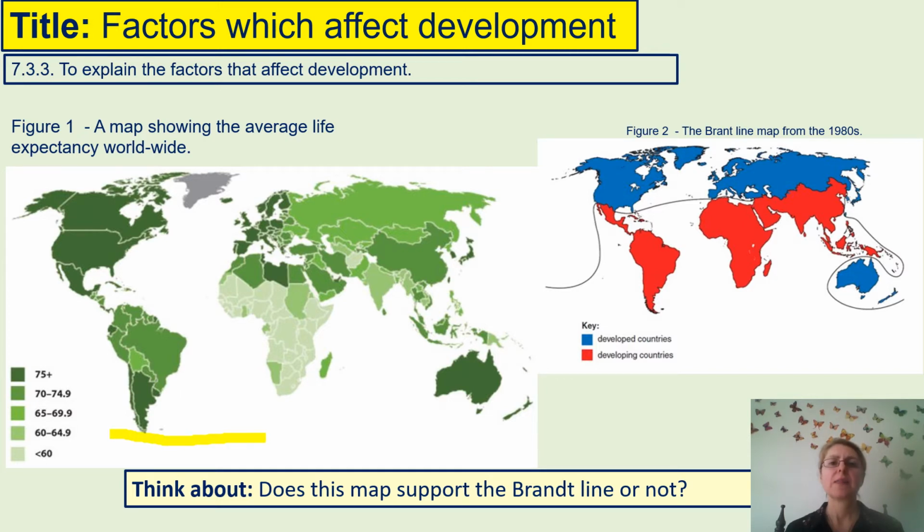Let's start by looking at the map showing the average life expectancy worldwide, how long somebody lives. The darker the green, the longer the people in that country live, on average. Does this map support the Brandt line or not? Press pause now and think about your answer.